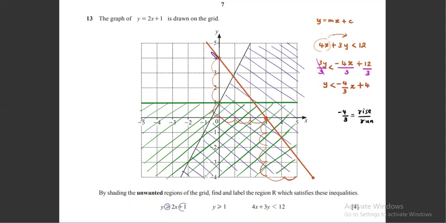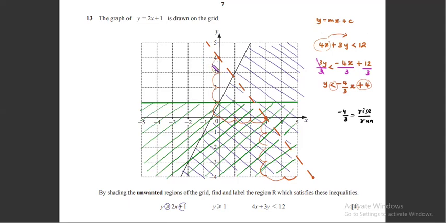And the straight line that we have here should be a dashed line. The reason why it has to be a dashed line is because we do not have a line under the inequality sign that is given to us. Now the region that you should be shading: this is y is less than negative 4 over 3x plus 4. Less than means everything that is below should be considered.